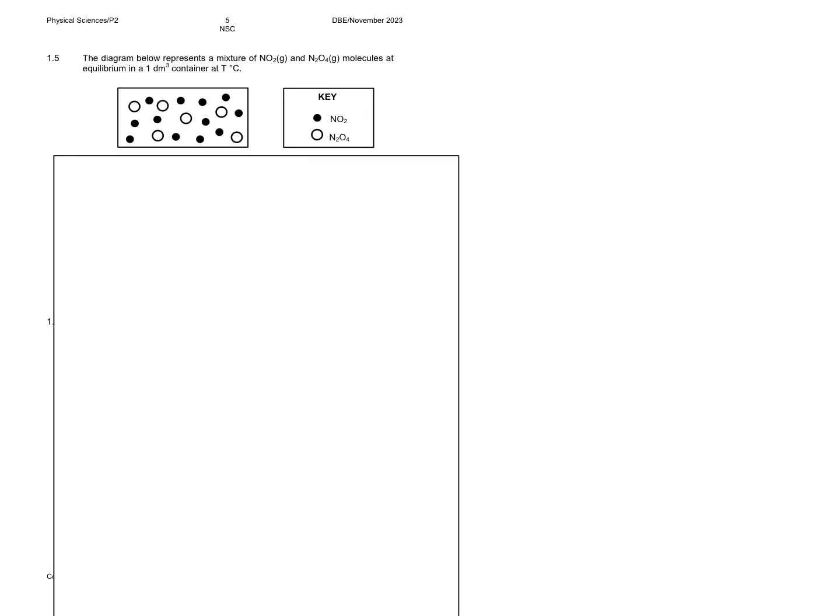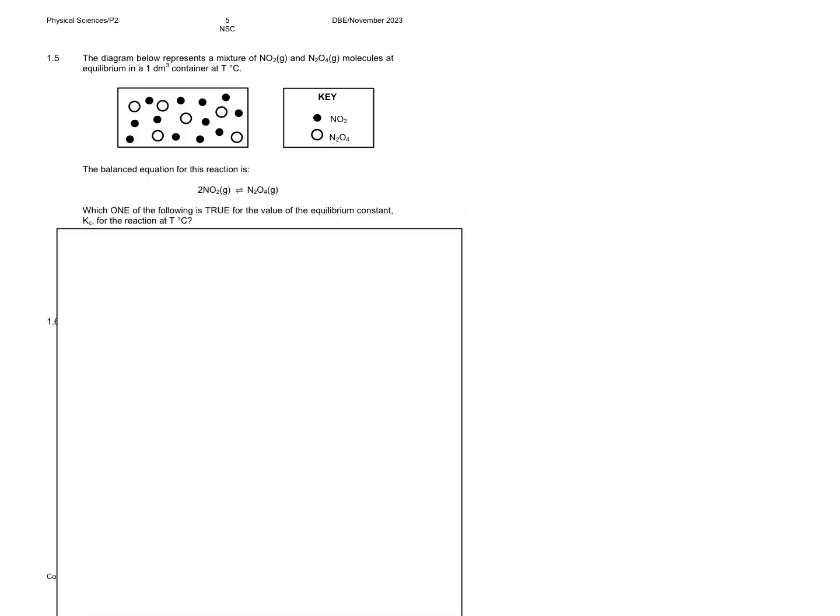It is question 6 in the exam. It says the diagram below represents a mixture of NO2 and N2O4 at equilibrium in a 1 decimeter cube container at a temperature of T. They give you the balanced reaction and they ask you about the equilibrium constant. We need to know that Kc is equal to the concentration of the products divided by the concentration of the reactant. Now they've made it slightly easier because the volume is 1. So if you do C equals N over V, basically C and N are going to be the same because the volume is just 1.